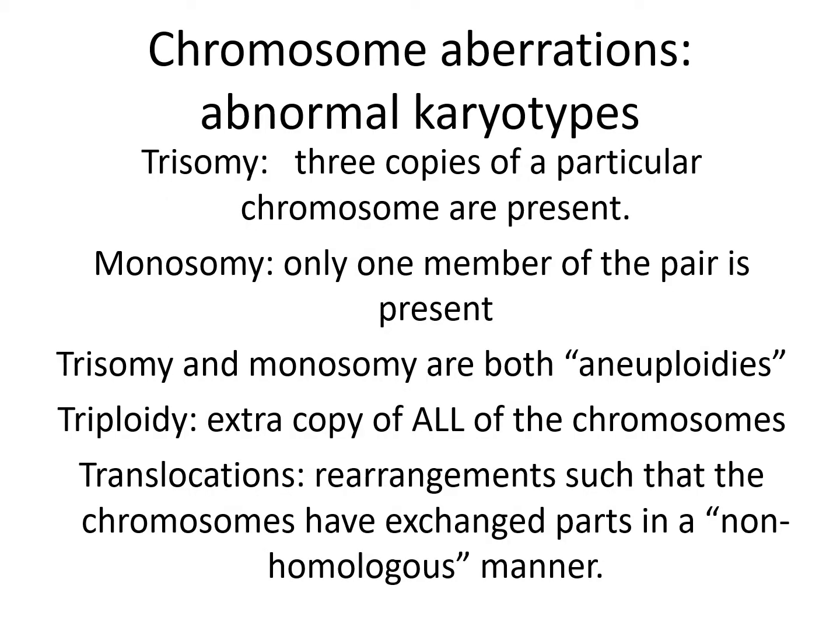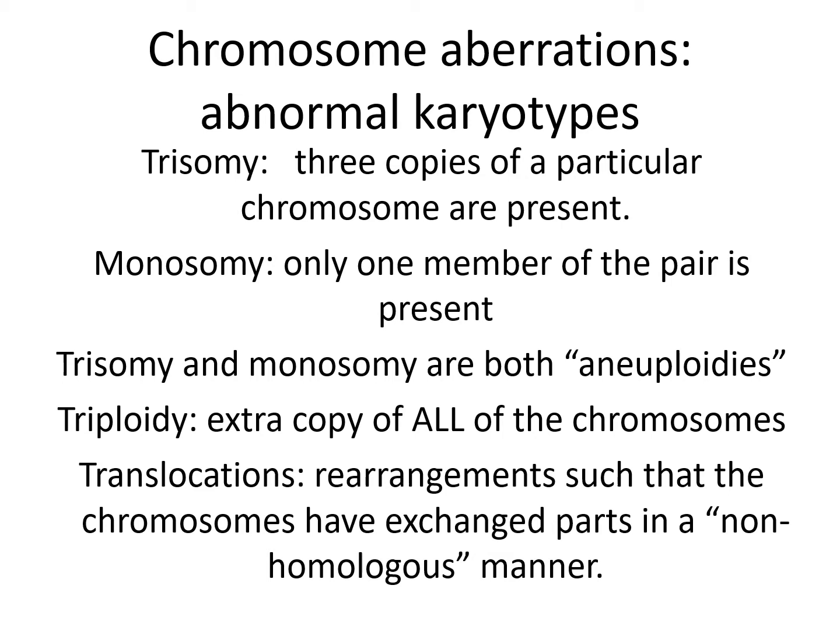Okay, so these are just some of the chromosome aberrations we're going to talk about during the semester, but these are the ones that you've probably heard about and that are the most familiar. Okay, so trisomy in a diploid means that we have 3 copies of a particular chromosome rather than the usual number, which is 2.